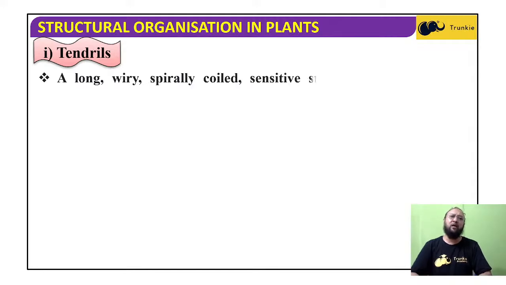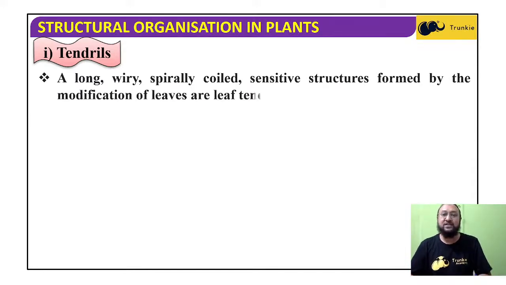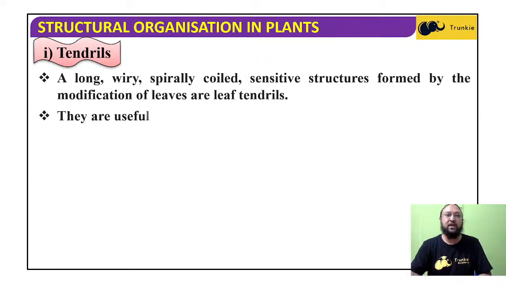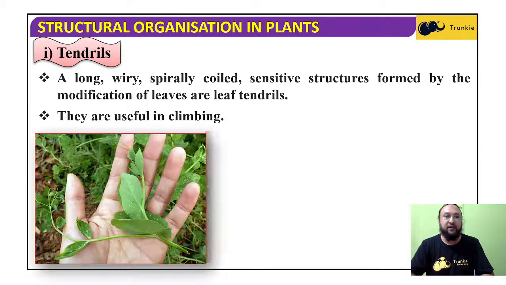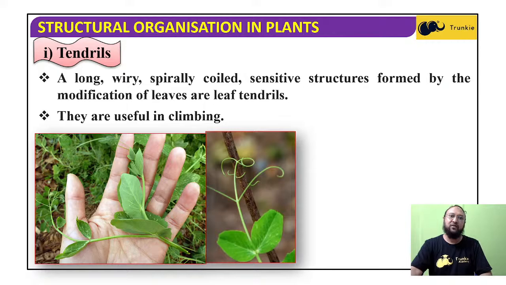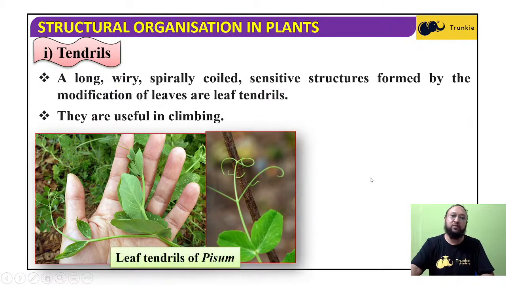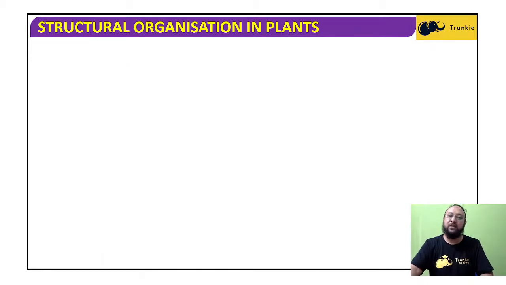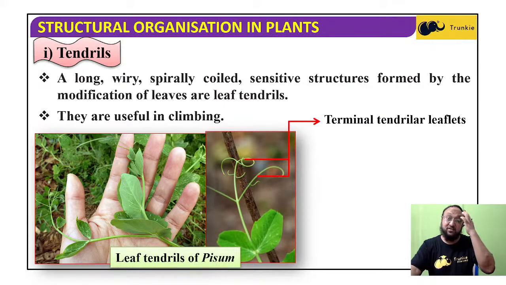Tendrils are long, wiry, spirally coiled, sensitive structures formed by the modification of leaves or leaflets. They are useful in climbing. Whatever structure they find, they coil around it and help the plant to climb. So this is a tendril, a modified leaf. Leaf tendrils of Pisum sativum, the pea plant, or terminal tendrillar leaflets, you can see. So the leaflet is modified into a tendril.